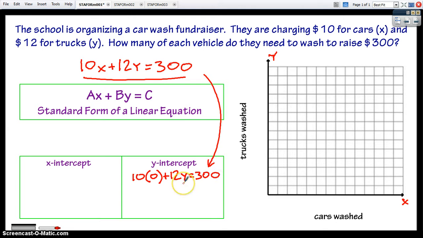Now the reason why a lot of people like this method is because since we're plugging in zeros and we're multiplying with it, zeros have the natural tendency to just make stuff disappear. 10 times 0, we don't even have to worry about it. All we have to do is worry about this part. 12y equals 300. So if I solve that by dividing both sides by 12, I get y equals 25. So right away I get one of the points of my graph. The y-intercept is going to be 25, up here somewhere once I put the increments on the graph.